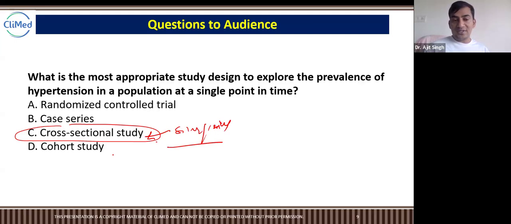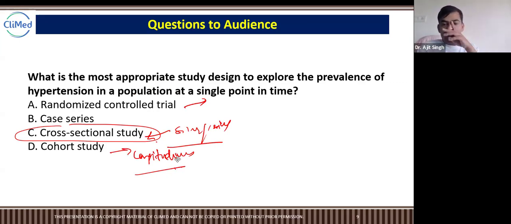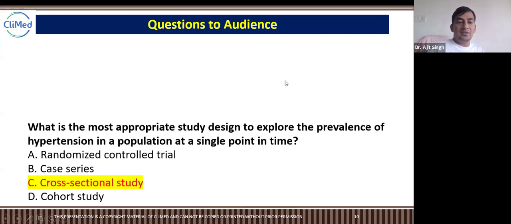Cohort studies are longitudinal studies where we have to wait for years to get the result or to prove the hypothesis. Randomized control trials are also longitudinal interventional studies. So the correct answer is cross-sectional studies.